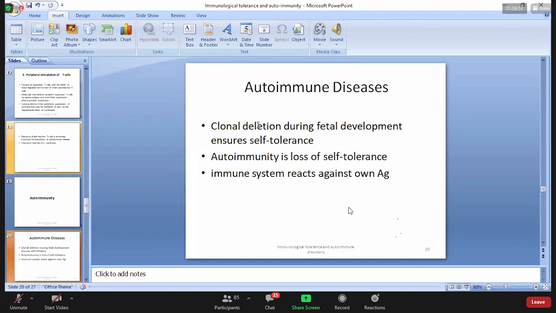So if this occurs in the thymus and in the bone marrow, that is what we call central tolerance, or primary tolerance, or primary selection. If it occurs in the periphery, then that is the so-called peripheral tolerance or secondary tolerance, which has three different mechanisms. That's what I was saying here: clonal deletion, where you kill the cells; clonal anergy, where you make these cells unable to respond; and then suppression by T cells.